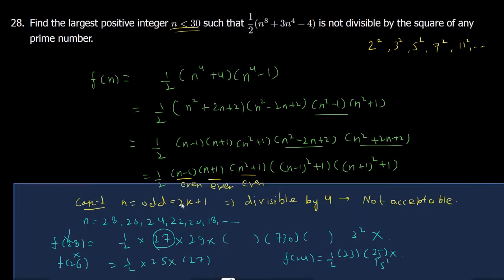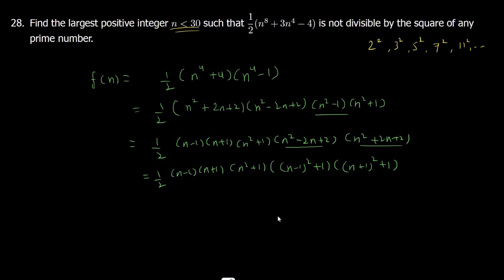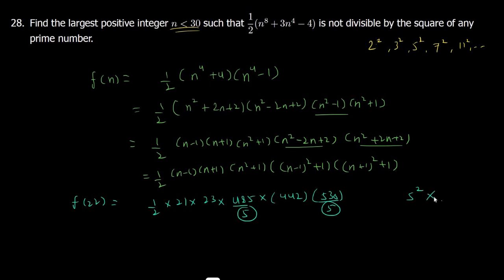Let's check for 22. So if we calculate f of 22, you'll get half of 21 into 23 into (22 − 1)² + 1, where 21 squared is 441, plus 1, 442. And this will turn out to be 22 + 1 is 23, 23 squared is 529, 529 + 1 is 530. Now this contains a factor of 5, and this also contains a factor of 5. So this contains 5 squared. This is not acceptable. How about f of 20?